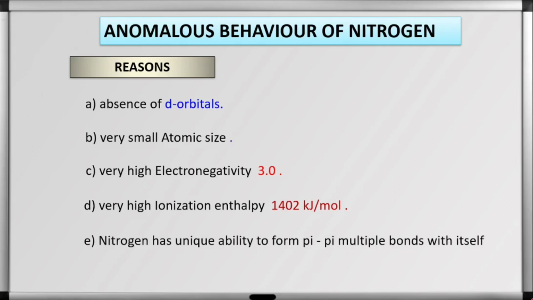Next one, nitrogen has the unique ability to form pi multiple bonds with itself. These are its own properties. Other group members do not show properties like this, so it is different from the other members, and that's why it shows the anomalous behavior.